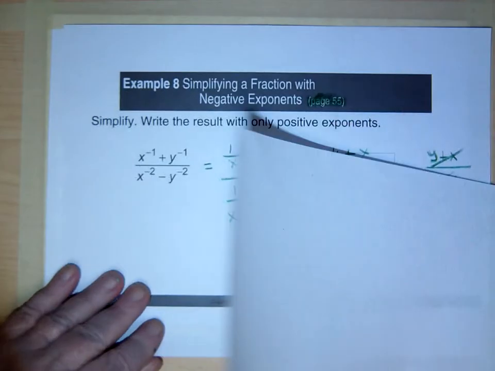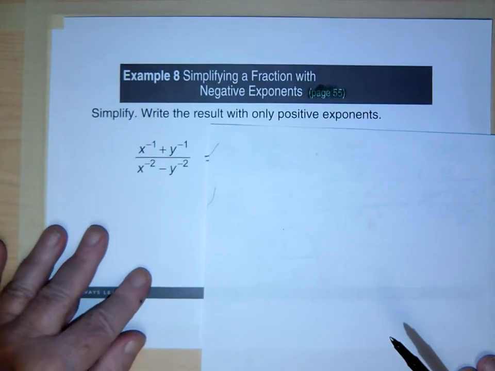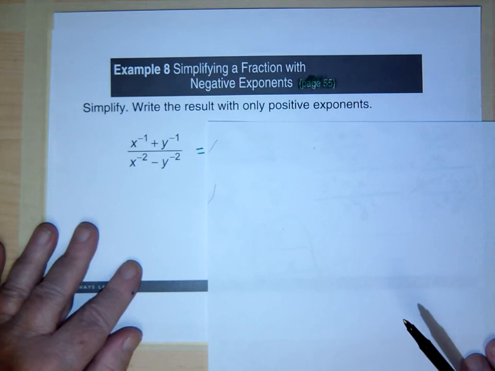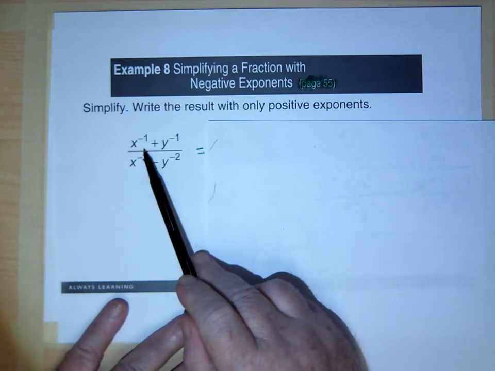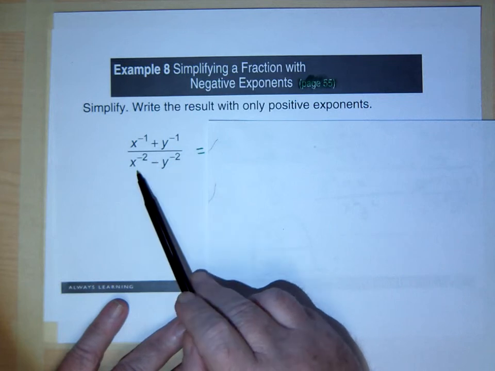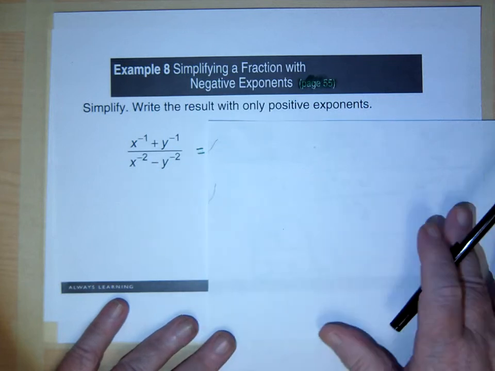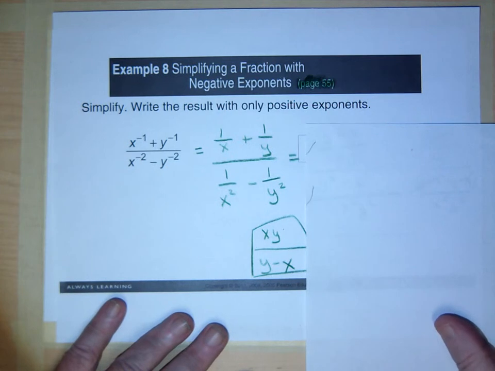Nearing the end, this is the last example. We want to write our results only with positive exponents. So what I'm going to do is I'm going to call this 1 over x, this 1 over y, this 1 over x squared, this 1 over y squared. So that's what I do to start with.